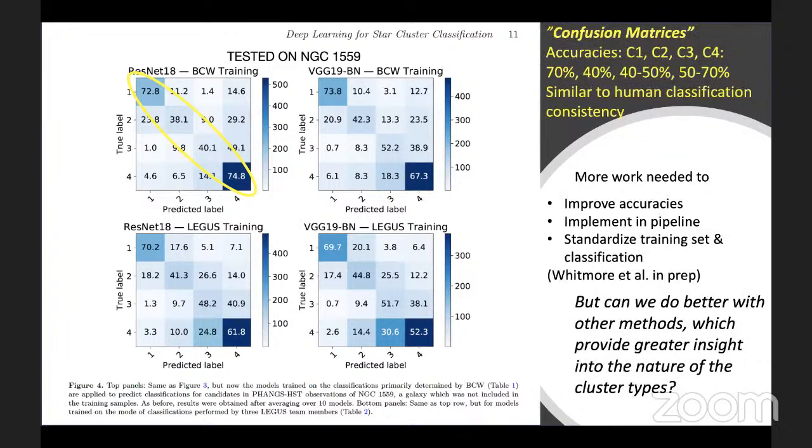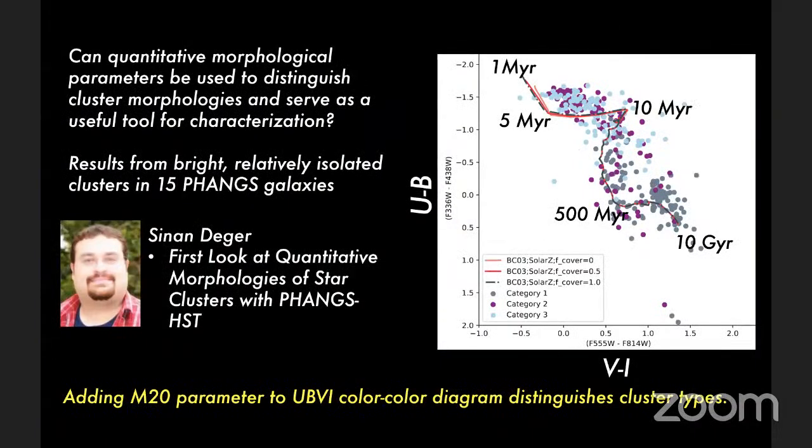I'll skip over that. But clearly, we do want to try to improve these accuracies, in part by standardizing the human classifications and training sets. But we also want to know whether we can do better with other methods. Neural networks are somewhat of a black box. So, can we figure out another way of doing this that also provides insight into the physical nature of the morphological types? And so this is the topic of innovative work being carried out by postdoc Sinan Digar at Caltech.